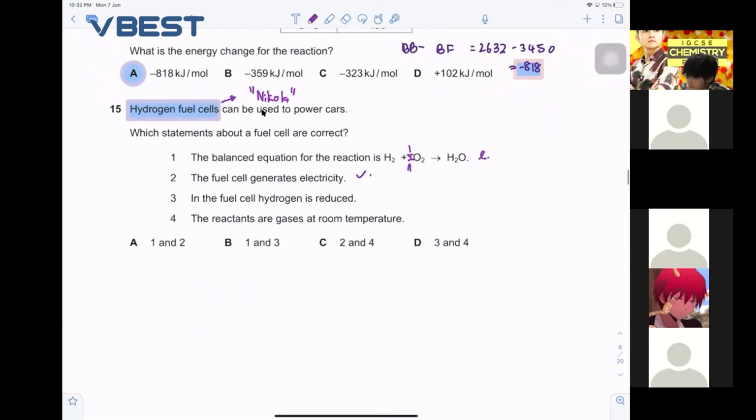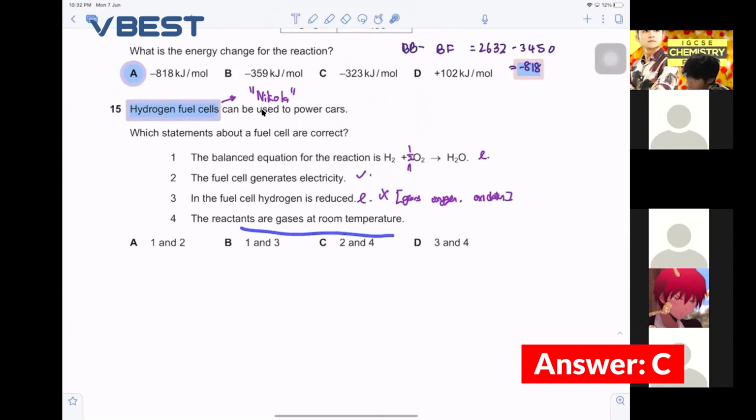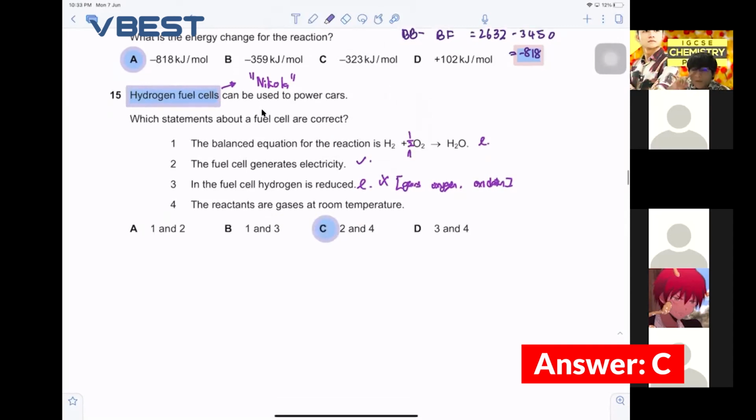In the fuel cell, hydrogen is reduced. Hydrogen is reduced, reactants are gaseous at room temperature. Hydrogen gains oxygen, right? Sorry, my bad. Do you see that it gains oxygen? When it gains oxygen, it undergoes oxidation, am I right? So this is not quite right, yeah? Reactants are gases at room temperature. Yes. Answer is 2 and 4, right? Thanks.